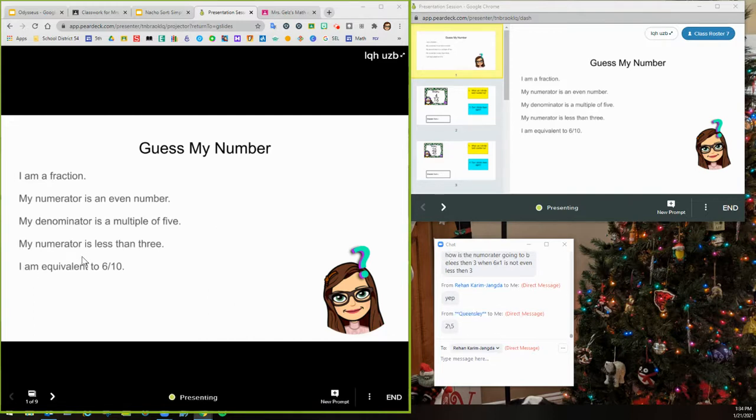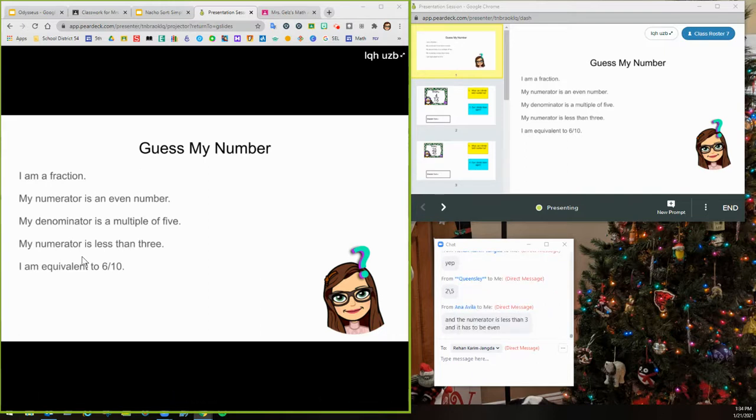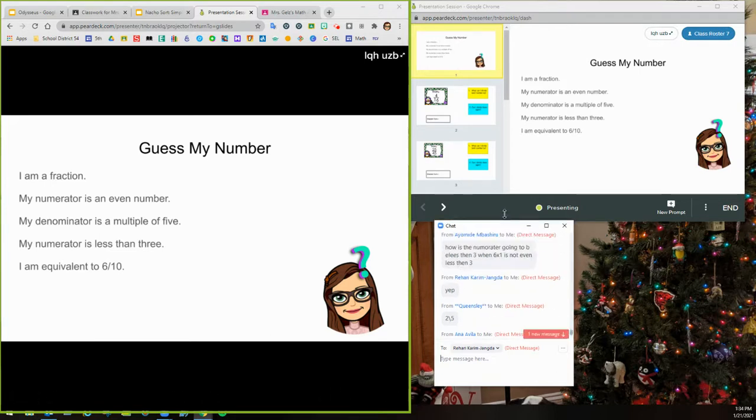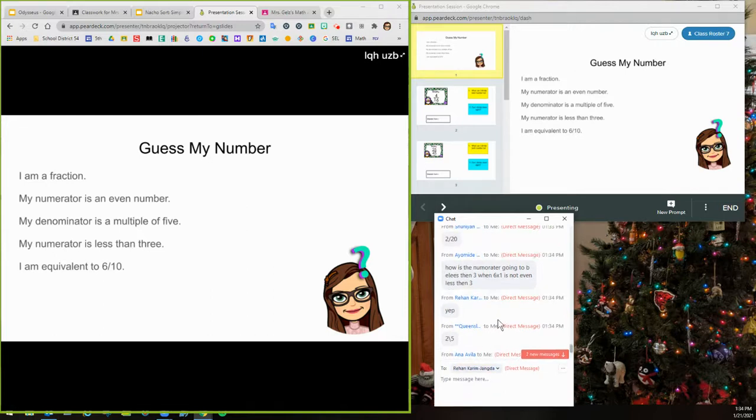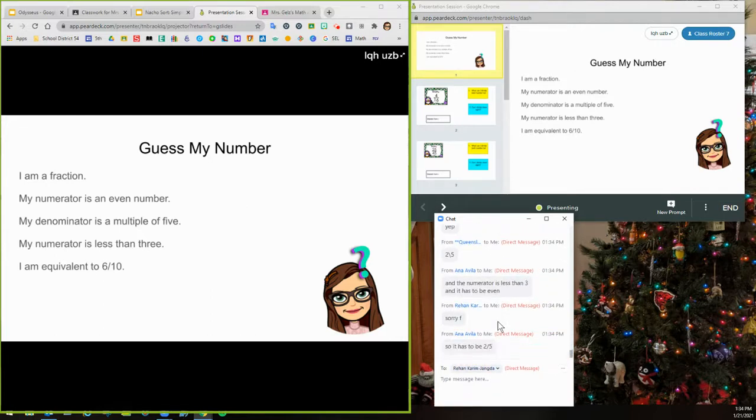I'm going to pause for a second because I know we're all thinking. I'm seeing several chats come in, and a lot of people are direct messaging me with some of their thoughts. Okay, I'm looking for a volunteer that can tell us maybe something they have figured out. Maybe it's the whole fraction, or maybe it's just a piece of it. Anna, did you want to go ahead and turn on your microphone? Tell us what you figured out so far.